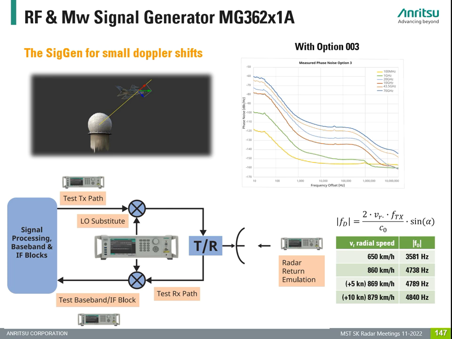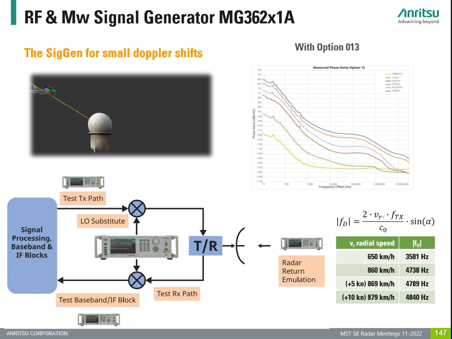Option 3 of the MG signal generator provides a specific low phase noise option and a very high stability. And option 13 is even improving up to an ultra low phase noise. And this is the best in class what the market at the moment is offering.